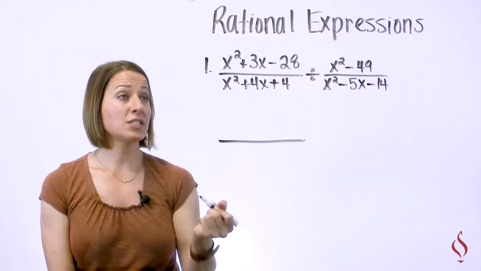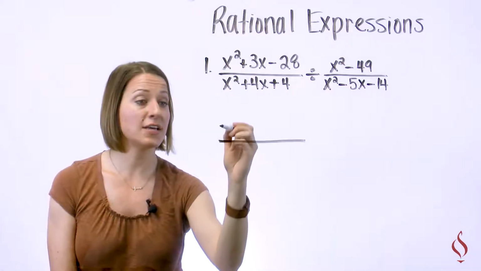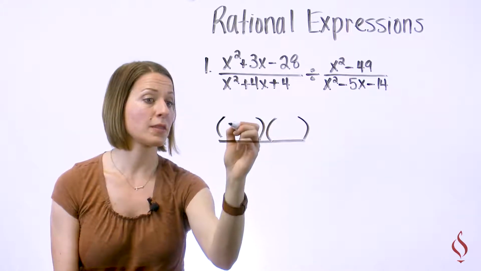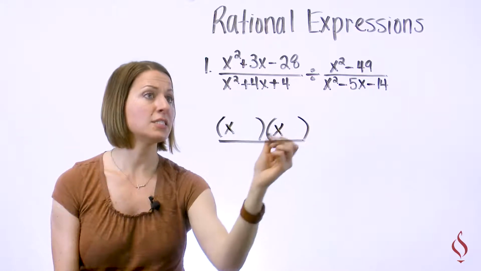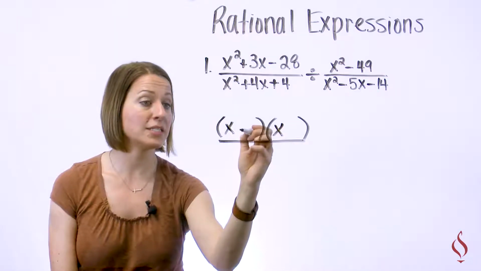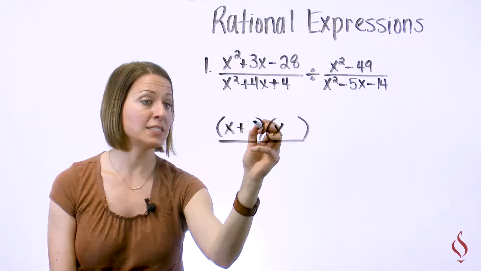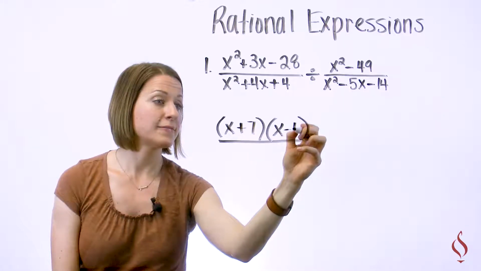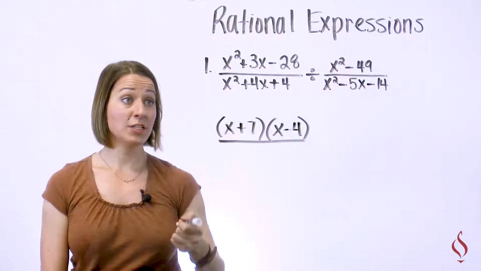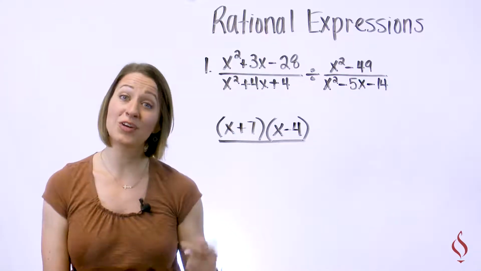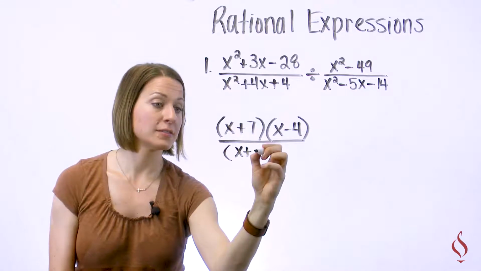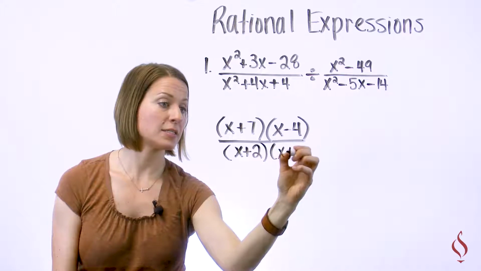When you factor x squared plus 3x minus 28, it factors into two parentheses. X's go here. Two numbers that multiply to negative 28 and add to positive 3 would be a positive 7 and negative 4. The bottom expression, two numbers that multiply to 4 and add to 4, is 2 and 2. X plus 2.